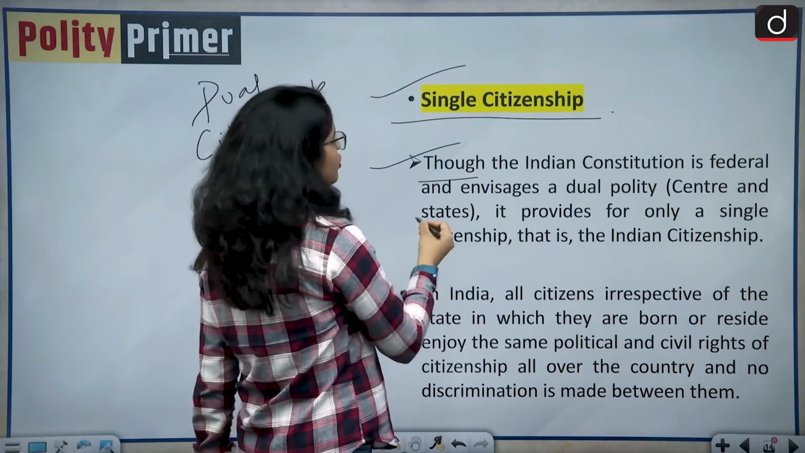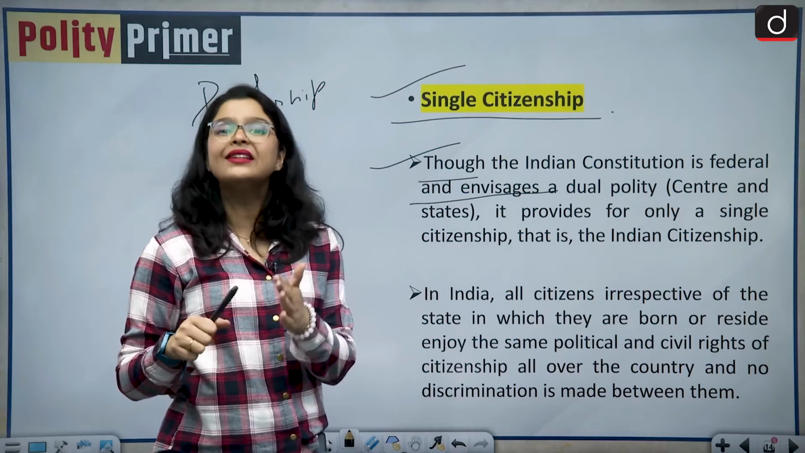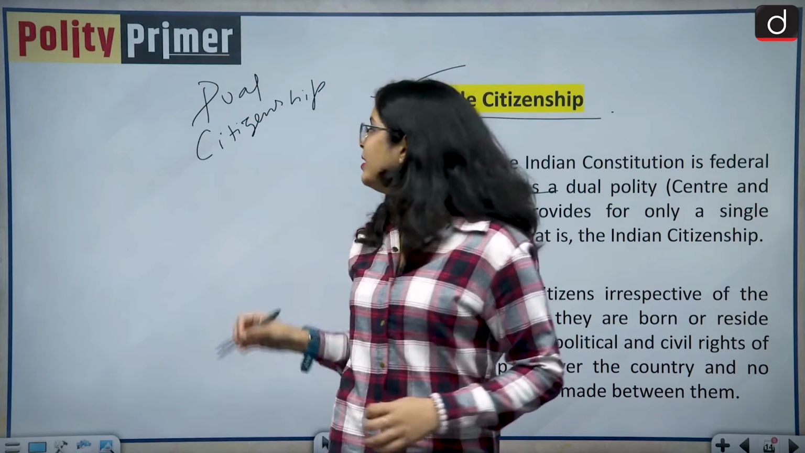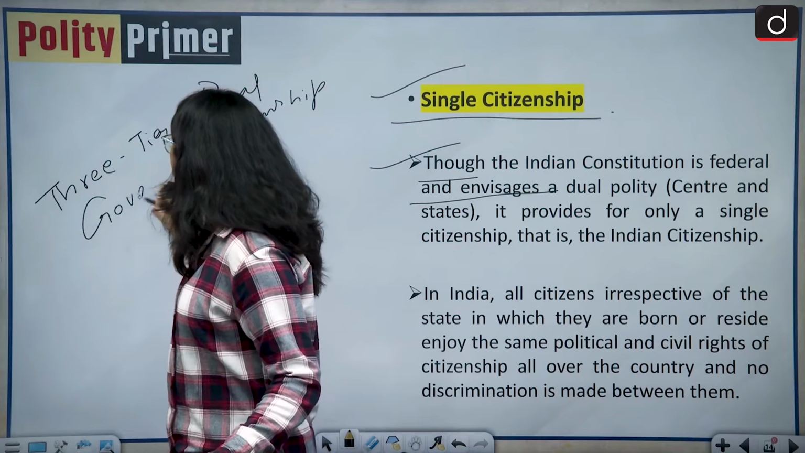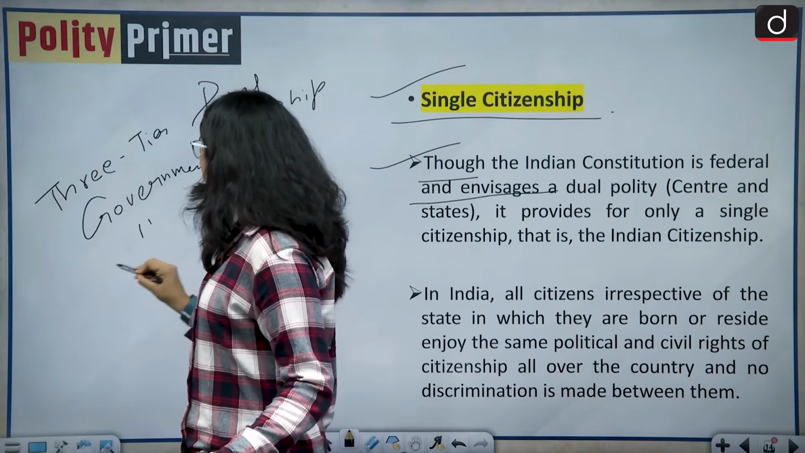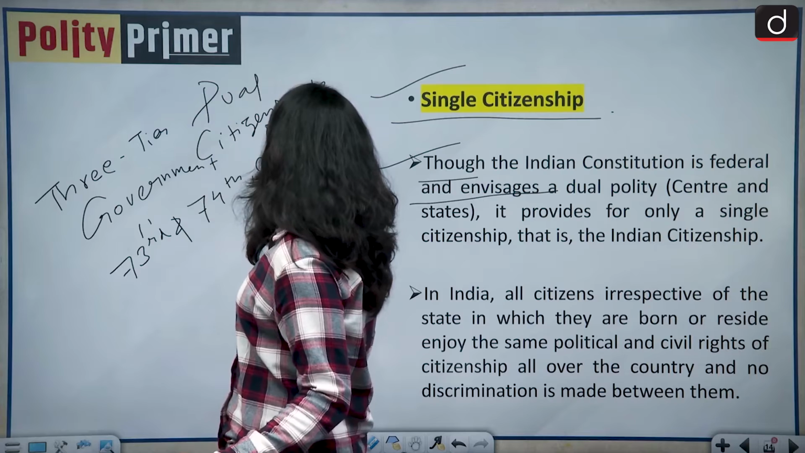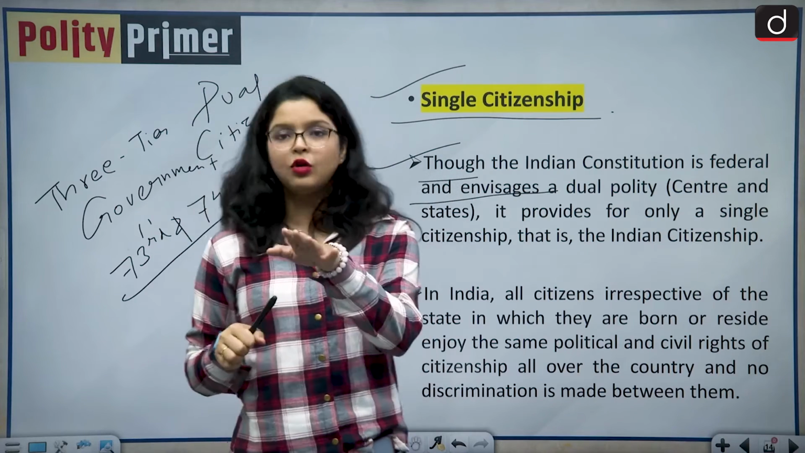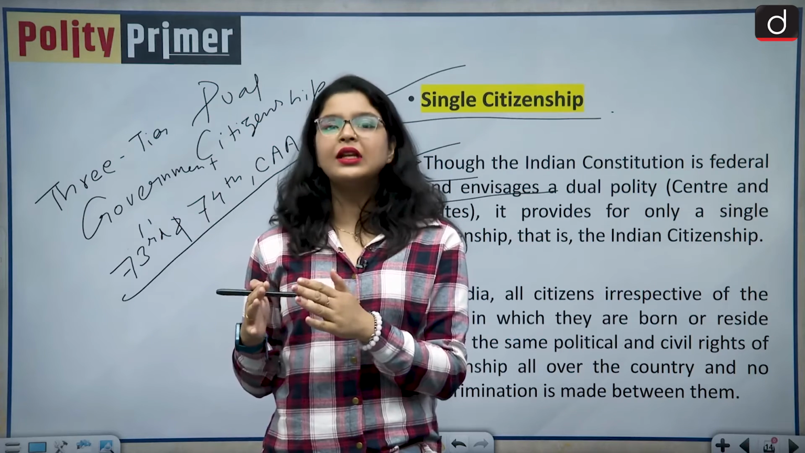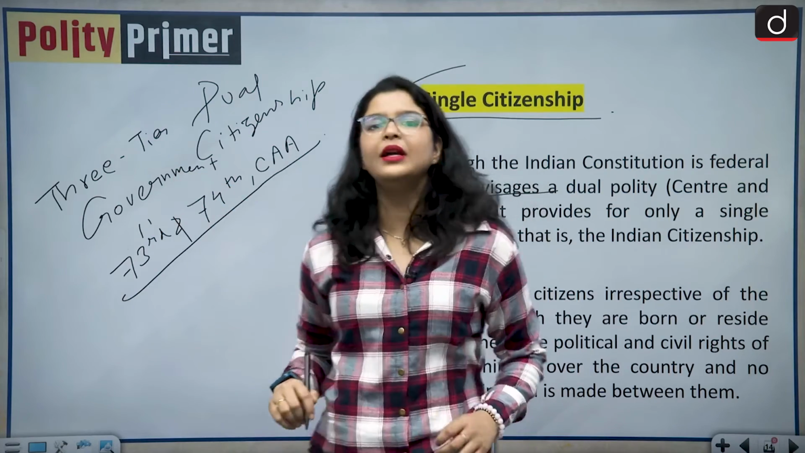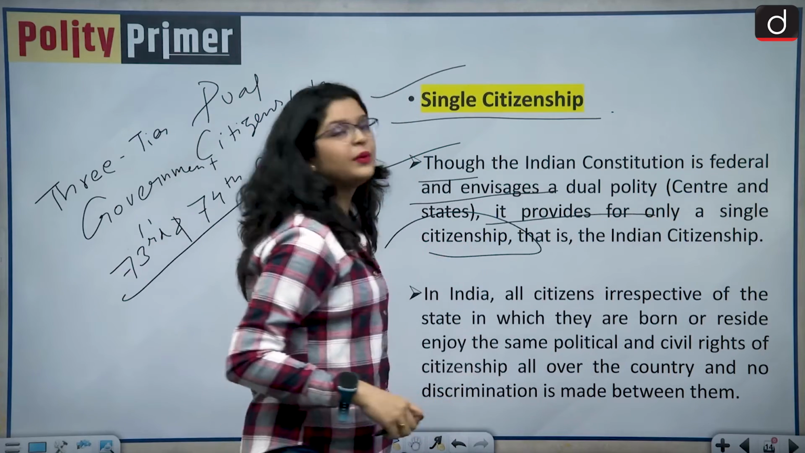So though the Indian constitution is federal and envisages a dual polity, what do we understand by a dual polity? Government at central and state level. Not only this, we have included a three-tier government by the 73rd and 74th Constitutional Amendment Acts. Now we have governments at villages, known as village governments, and municipal governments as well. So the dual polity concept has been replaced by a three-tier government by the 73rd and the 74th Constitutional Amendment Acts. It provides for only a single citizenship, that is the Indian citizenship.